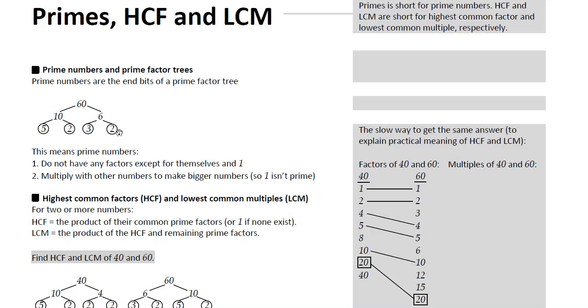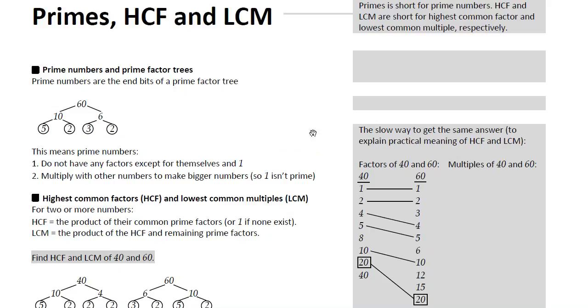If you multiply prime numbers, so all numbers are products. Products means when you multiply two things together, like the sum is when you add two things together. So all numbers are products of prime numbers. They are made of prime numbers. So 60 is made of 5 times 2 times 3 times 2.